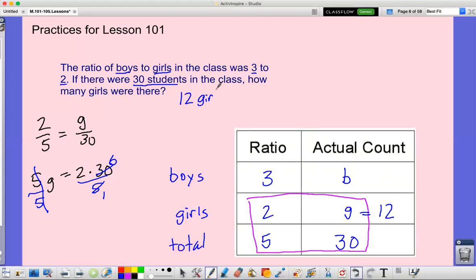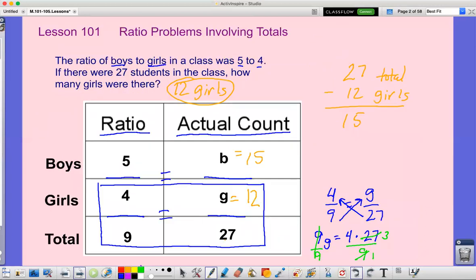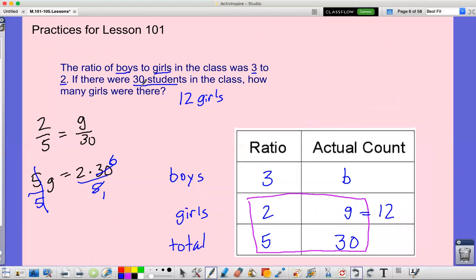12 girls. This feels like one we've done before. Did we accidentally do this at the beginning of the lesson? Let me just go back. Yes, we did. Well, it was slightly different though, wasn't it? The answer was 12 girls, but it was 5 to 4, 27 students in the class. So look at the difference. This one is 30 students in the class and the ratio is 3 to 2. So it's slightly different ratios, different total number of students. So you can see it ended up being the same answer, and that was just luck. That's not always going to happen like that.